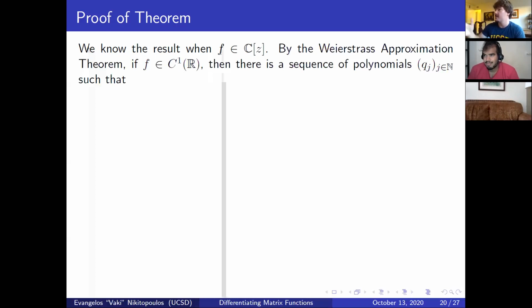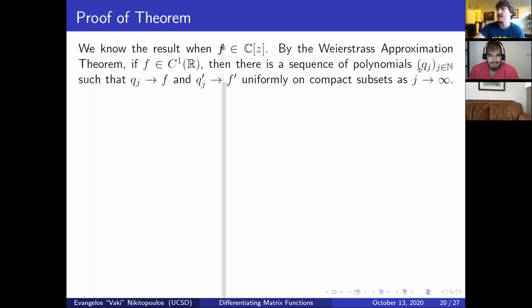Now, as a little exercise, I recommend you note to yourself that if f is C1, then I can use the classical Weierstrass approximation theorem to find a sequence of polynomials, Qj, such that Qj goes to F, and Qj prime goes to F prime uniformly on compact subsets. And the hint is first find a sequence that approximates F prime and then integrate that sequence to approximate F.